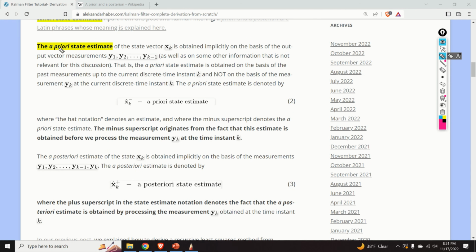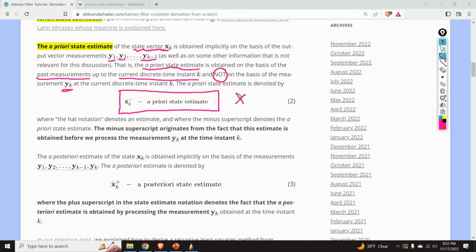The a priori state estimate of the state vector x at a discrete time instant k is obtained implicitly on the basis of the output vector measurements y1, y2, up to yk-1. That is, the a priori state estimate is obtained on the basis of the past measurements up to the current discrete time instant k and not, this is very important to keep in mind, not on the basis of the measurement yk at the current discrete time instant k. And usually the a priori state estimate is denoted like this.